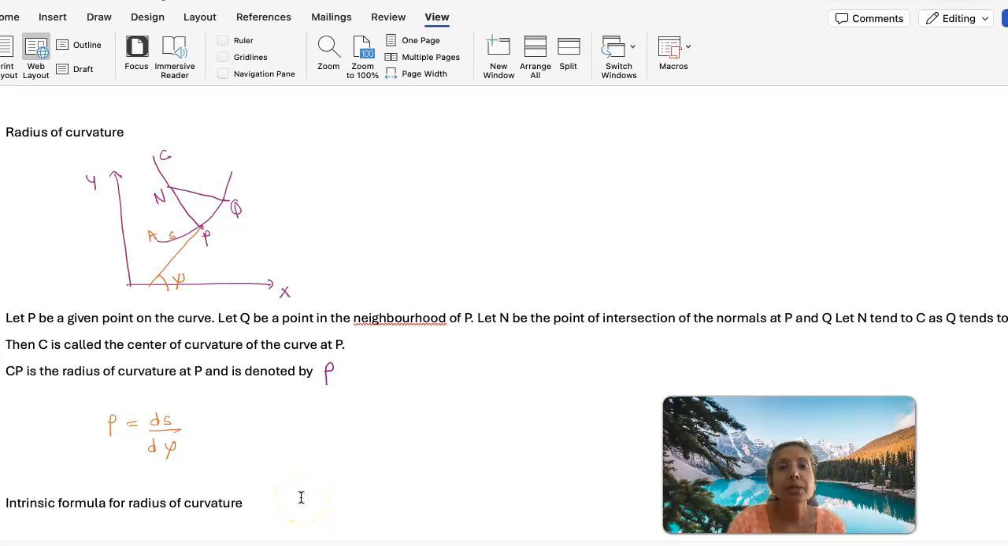Hello everybody, so welcome to the session on radius of curvature. Here we will be discussing what is the radius of curvature, what is the intrinsic form, and how to calculate it in general.